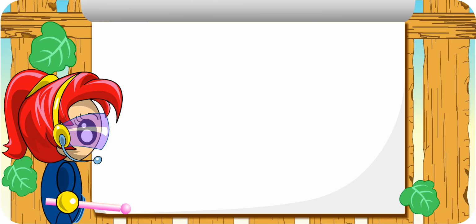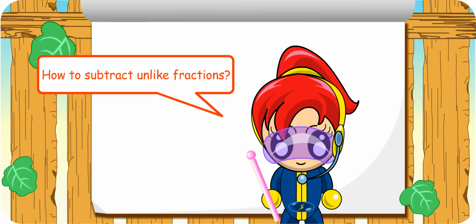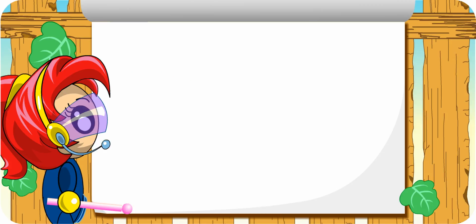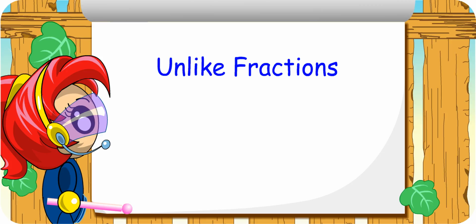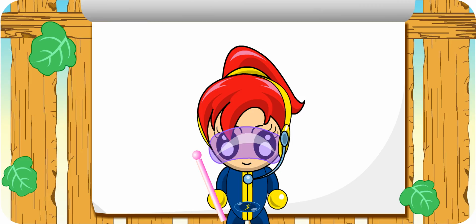Okay, I know how to add unlike fractions now, but how do we subtract unlike fractions? Like addition, we have to change the unlike fractions that we are subtracting into like fractions first. Then we can subtract them like in like fractions. I think I know how to subtract unlike fractions now. Give me a sum to try.